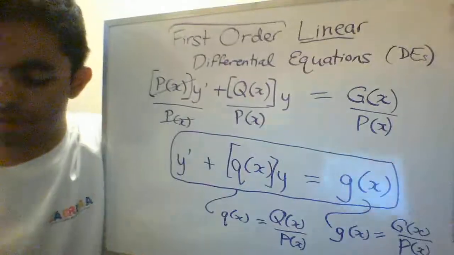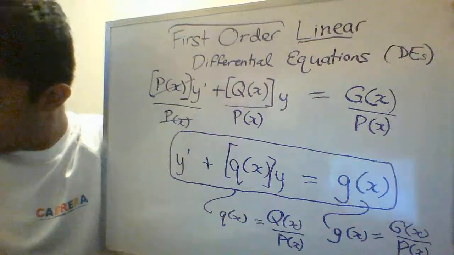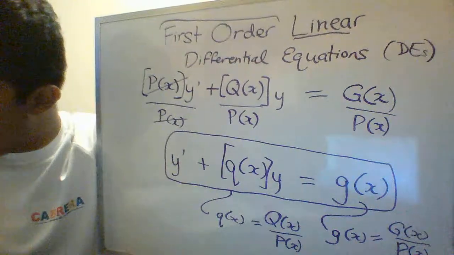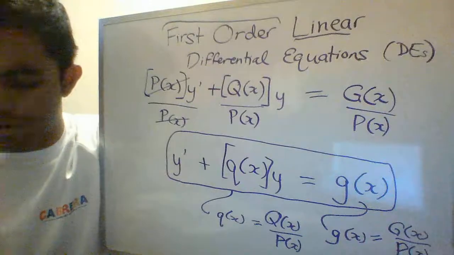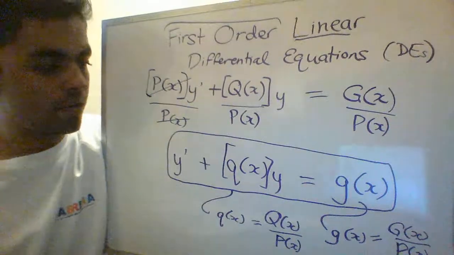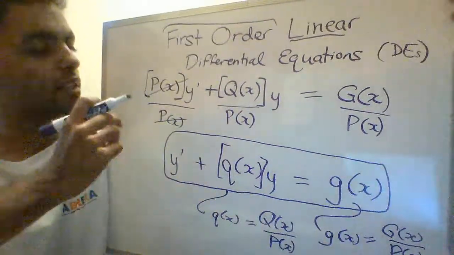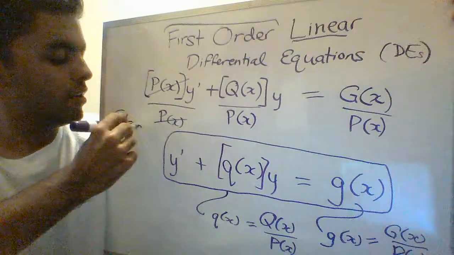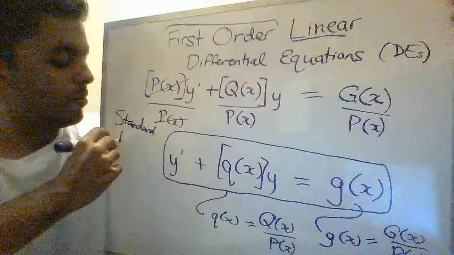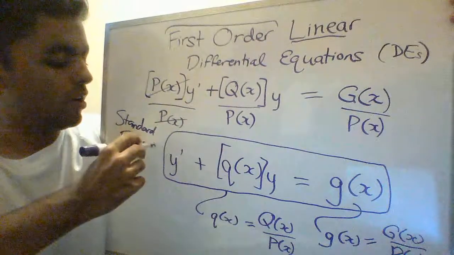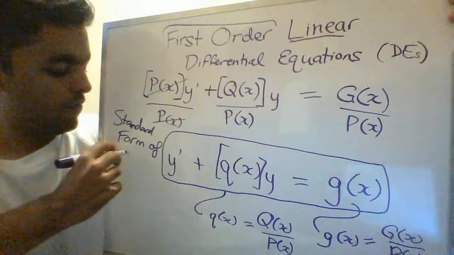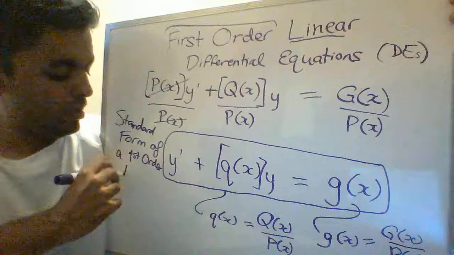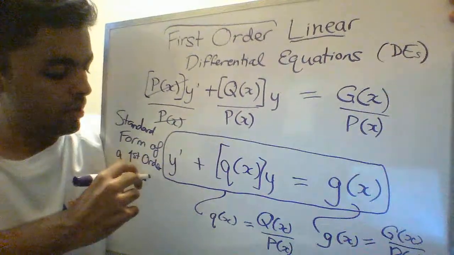So I'll give you guys a few seconds to write that down, and then I'm going to give you the next bit. This is called the standard form of a first order linear DE. I'm going to write that down just in case I refer to it as that. This is standard form of a first order linear DE.